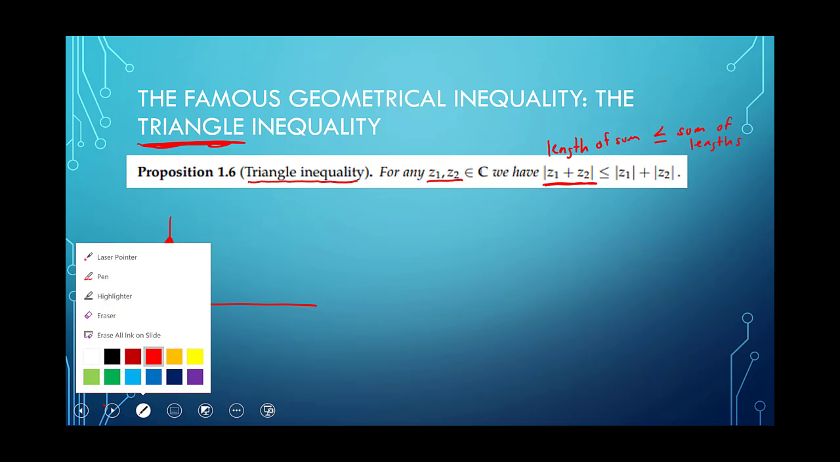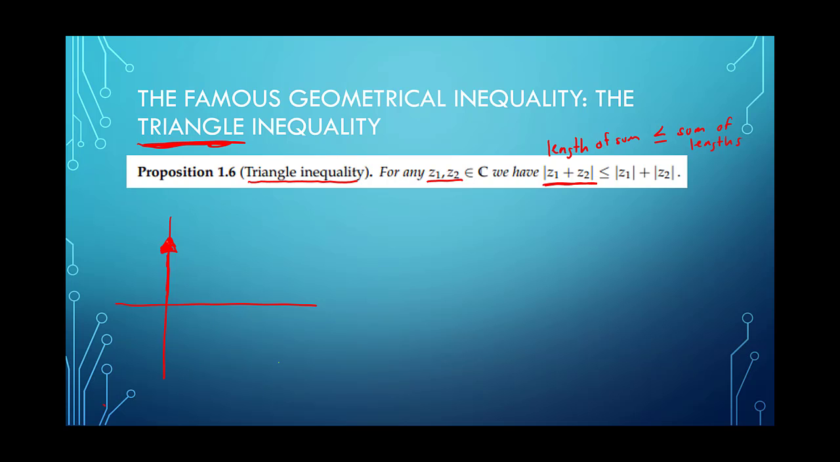I'm going to try to change colors really quick. Yeah, there we go. I like green. It's nice to have that. Let's see. So let's call this z2, and let's call, I don't know, this vector z1. Okay. Now, what happens when we take the sum of z1 plus z2?